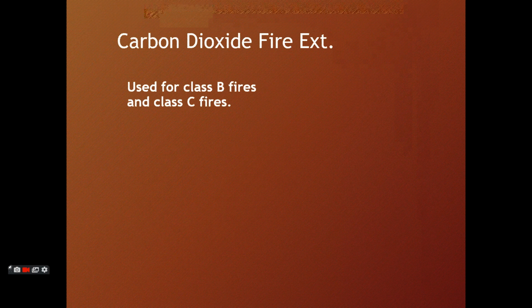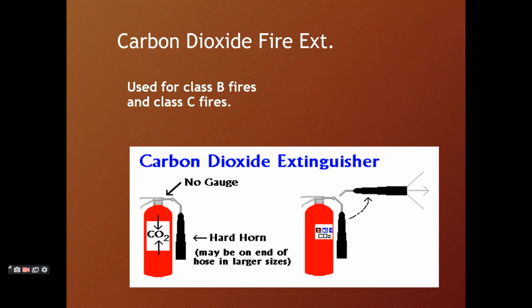After that we have the carbon dioxide fire extinguishers. They can be used for class B fires and class C fires. Carbon dioxide extinguishers have no gauge. You cannot see any pressure on that one. There is a hard horn, maybe on the end of the hose in larger sizes. It could be like this, or it could be like this.